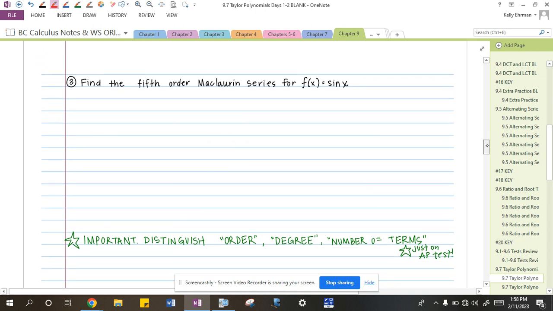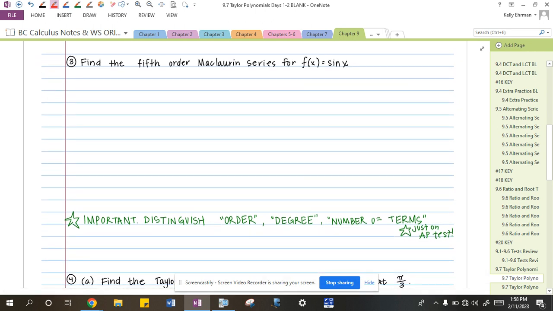All right, so last page here. Find the fifth order Maclaurin series. So again, fifth order means P5, which means we need to get to 5 derivatives. Doesn't have to be the number of terms, does not have to be the power. We'll just see if that's where we get. F of x is sine x. It's Maclaurin, so centered back at 0.